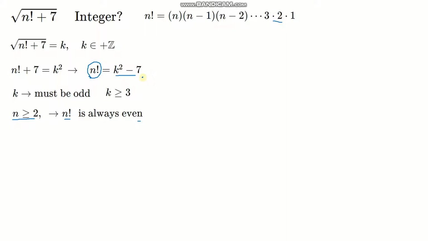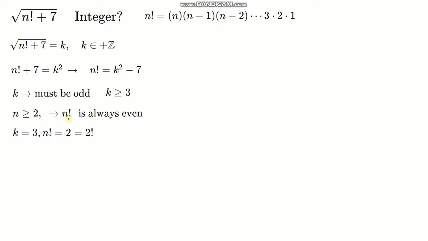If the right hand side is even, then k squared must be odd. Yes, odd minus 7, and 7 is odd, odd minus odd is even, hence k must be odd. And k must be greater than or equal to 3, so that the right hand side is non-negative. If k equals 2, we have 2 squared minus 7 is negative 3. We don't like that to happen. So far we have k must be odd and greater than or equal to 3.